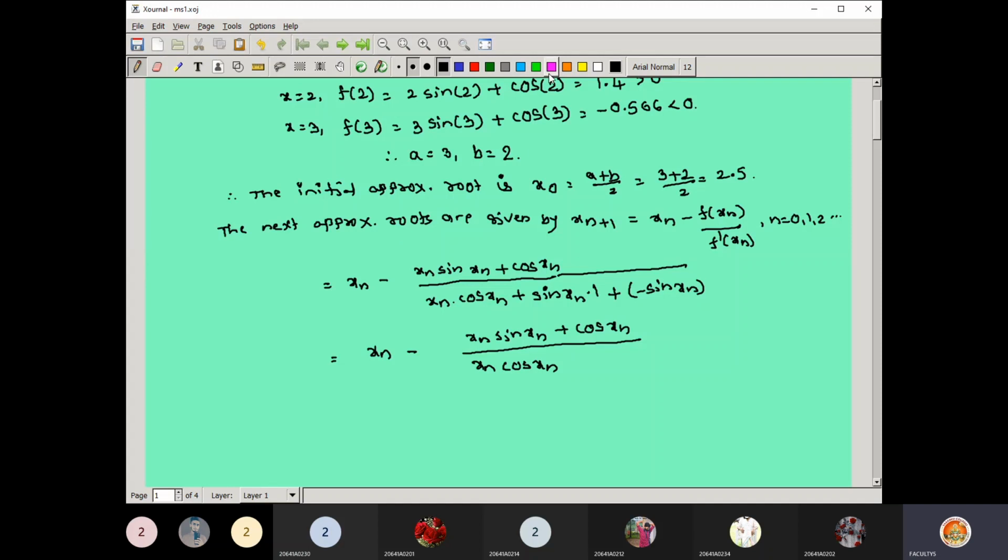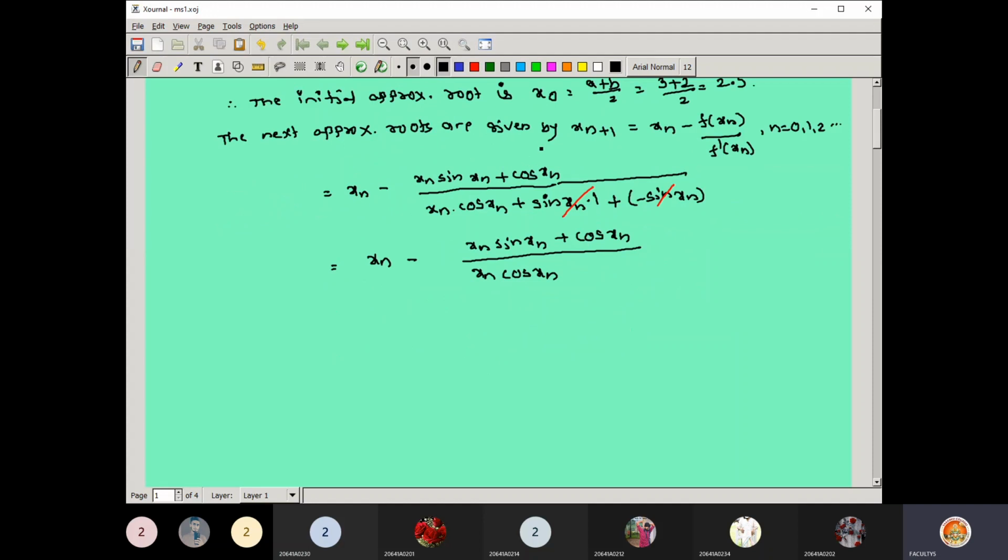So you can cancel these two terms. I'm just cancelling this entire term. We have only that particular expression, and you take the LCM and find the simplification. It is equal to xn into xn, which is xn square cos xn, minus xn sin xn, minus cos xn. Overall it is divided by xn cos xn value. So this is the final simplification corresponding to your Newton-Raphson method.